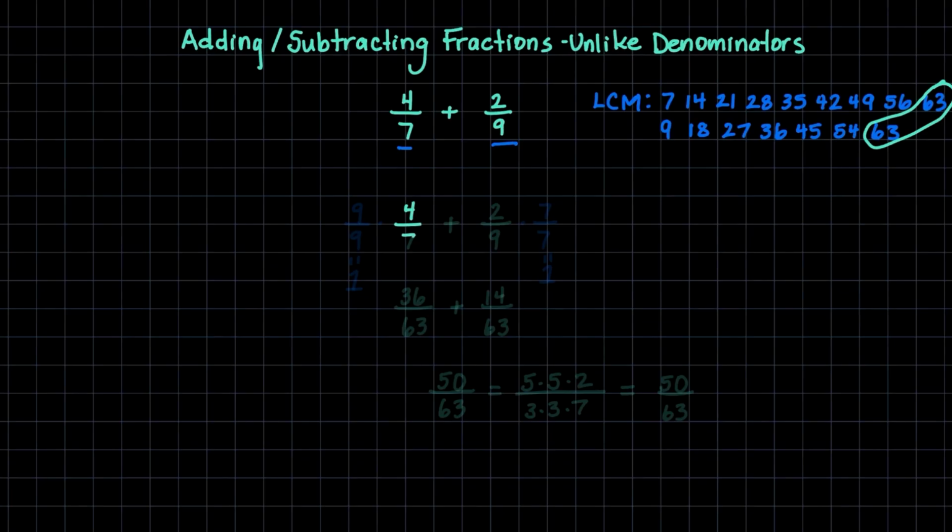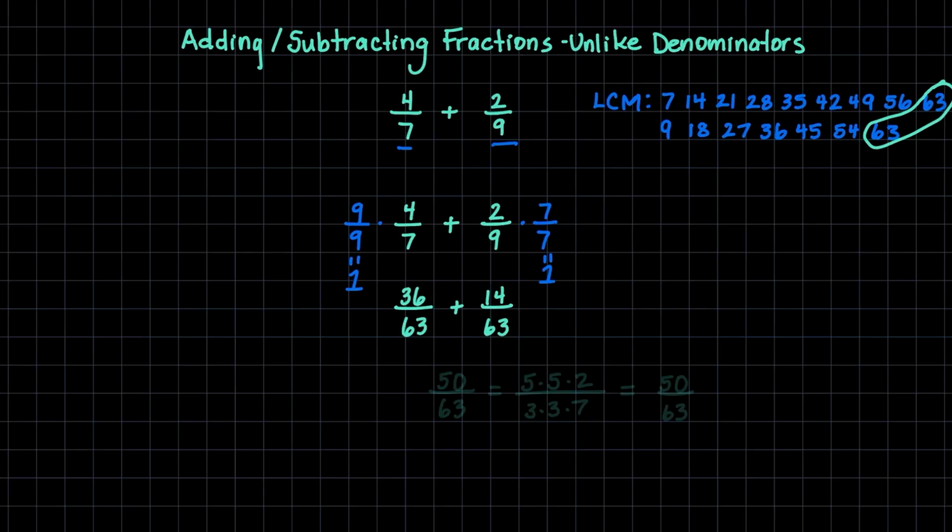If you know your facts, you know 63 is 7 times 9. So that means 4/7 needs to be multiplied by 9 over 9, because 9 over 9 is equivalent to 1. We remind ourselves we can multiply anything by 1 and it stays equivalent. 2/9 needs to be multiplied by 7 over 7. 7 over 7 is the same thing as 1. So I end up with 36 over 63 plus 14 over 63.